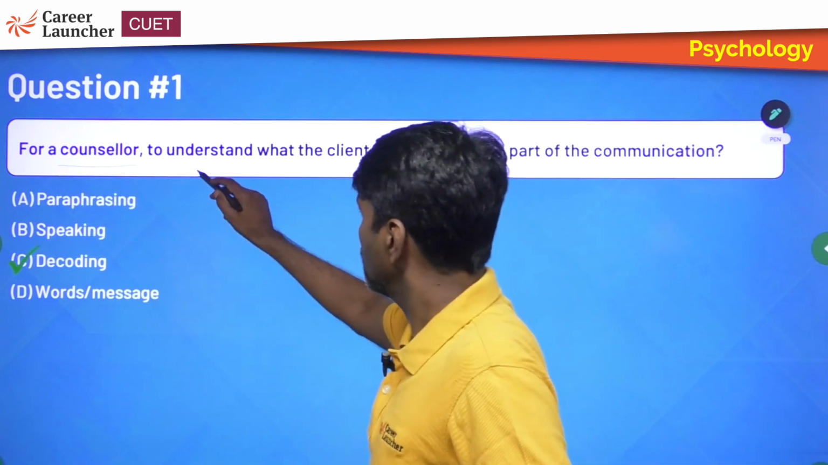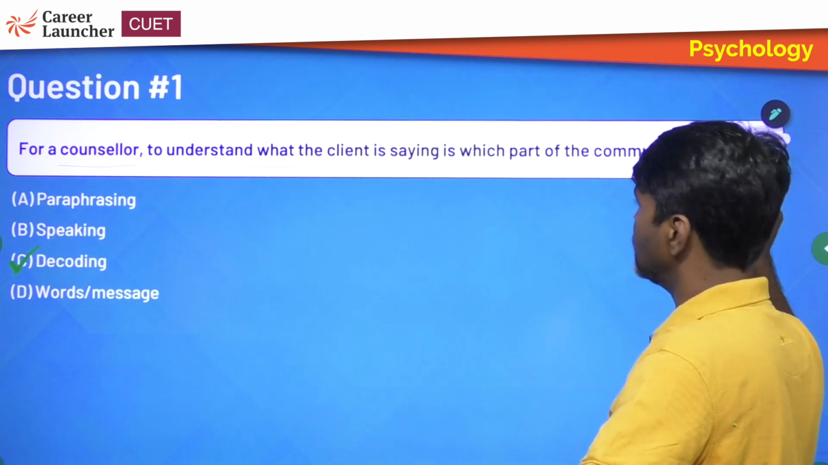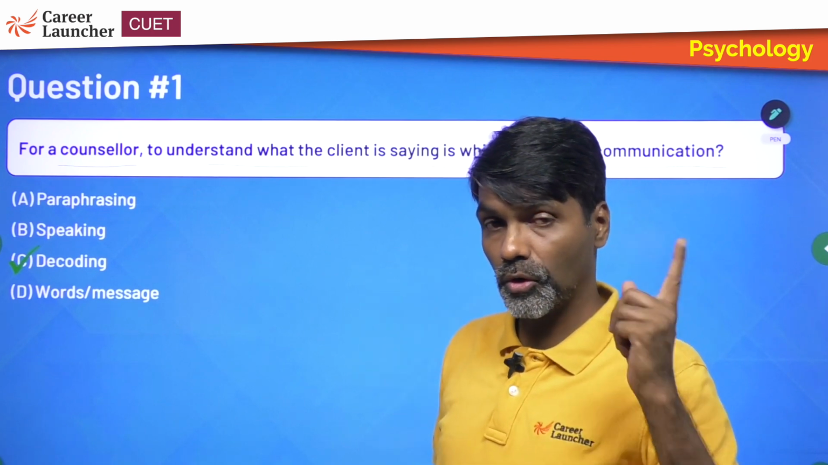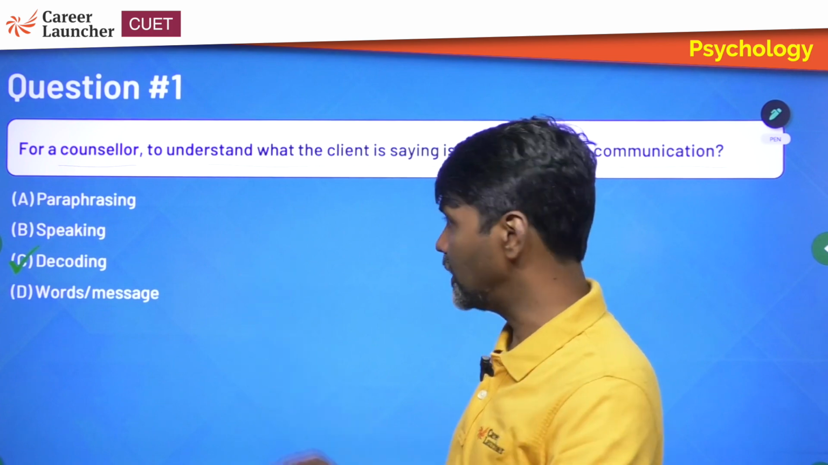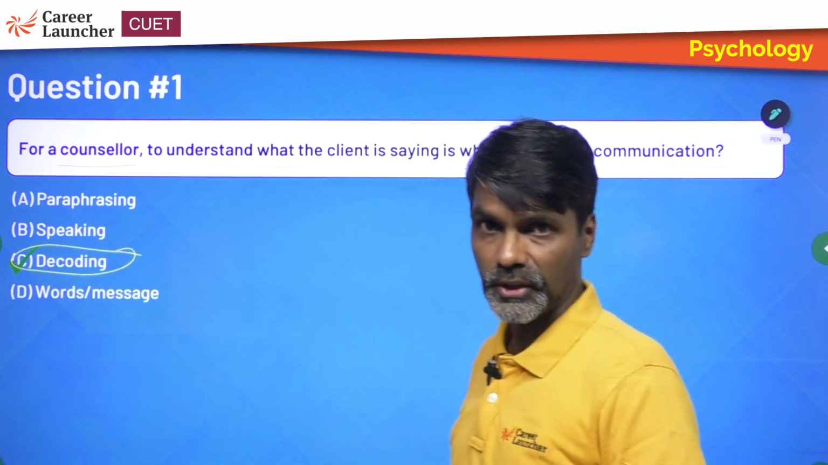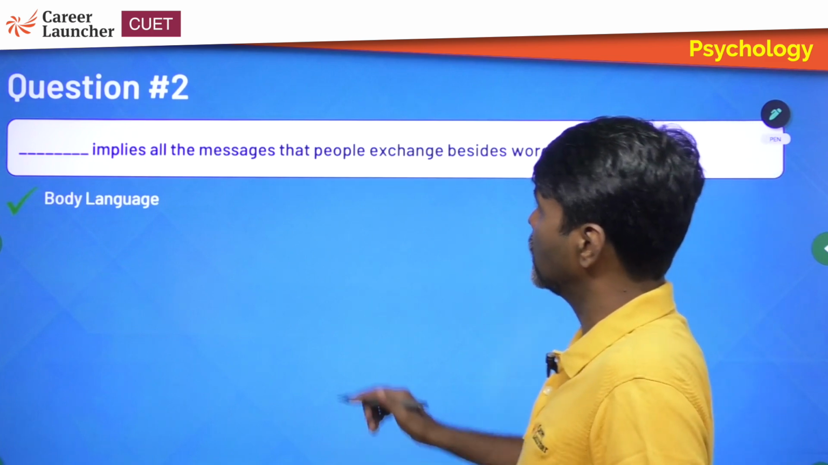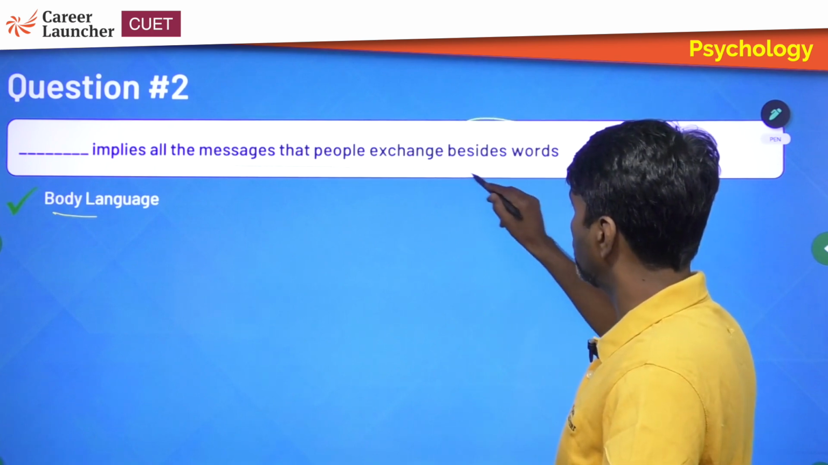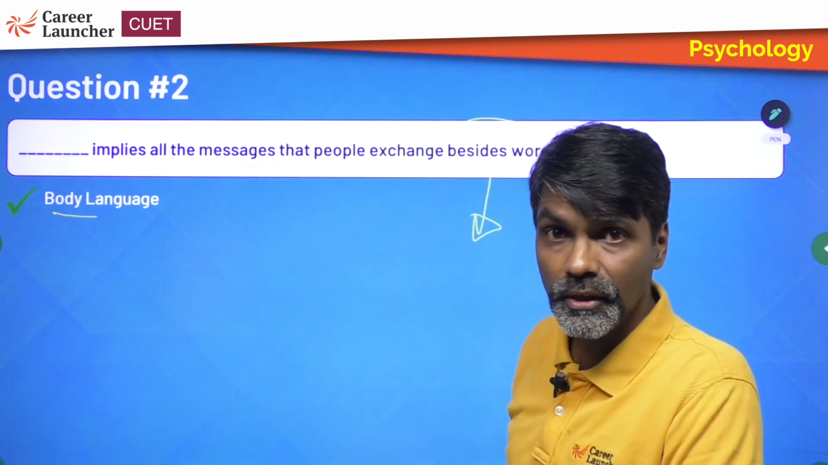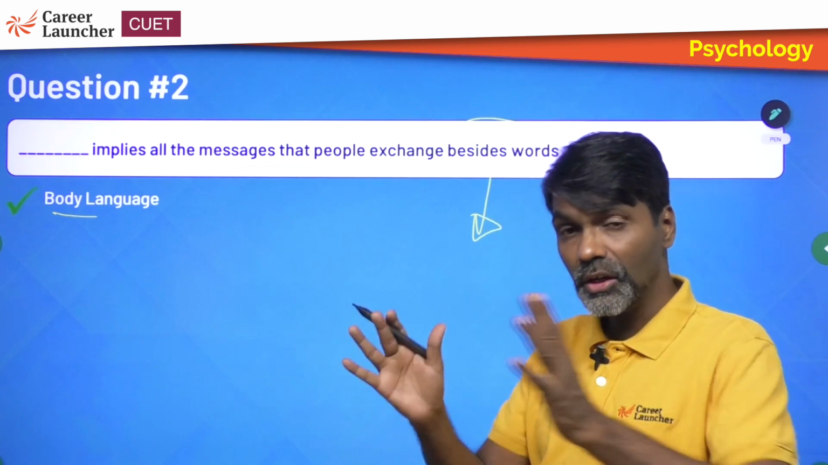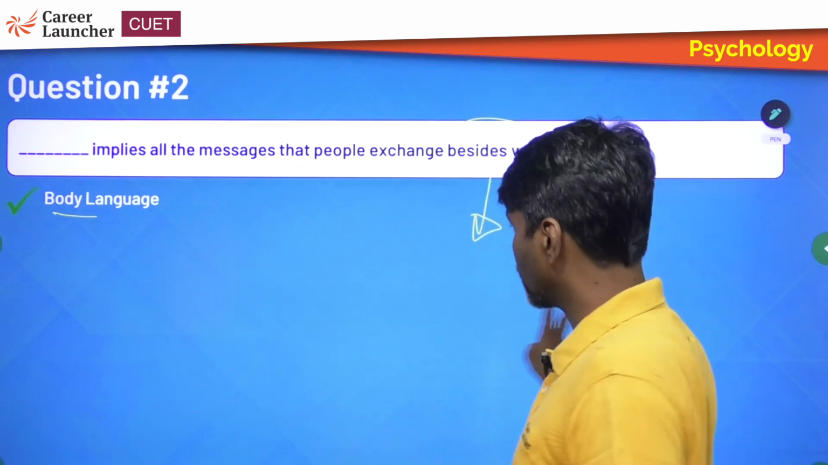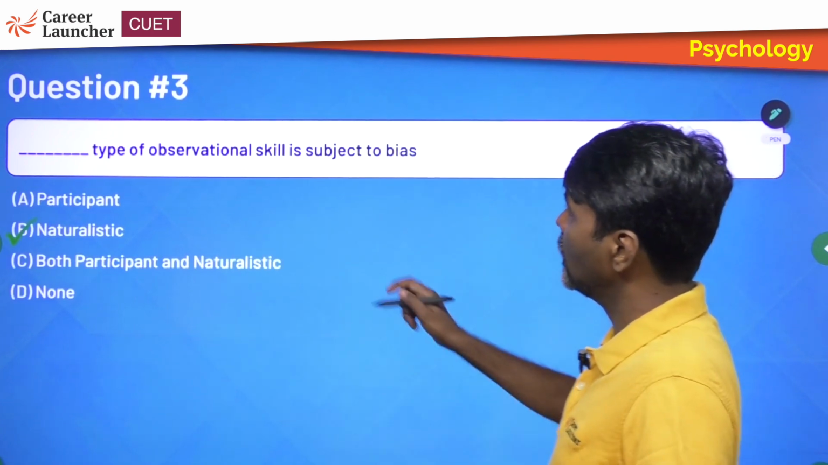For a counselor to understand what the client is saying is which part of communication? Remember we spoke about coding, transmission, decoding. Okay? These are the type of questions that you see. Dash implies all the messages that are exchanged besides words. Besides माने words के अलावा. ठीक? Words is verbal communication. Words के अलावा non-verbal communication. What is it called? Body language. Simple. आगे चलते हैं, एक और दो और.